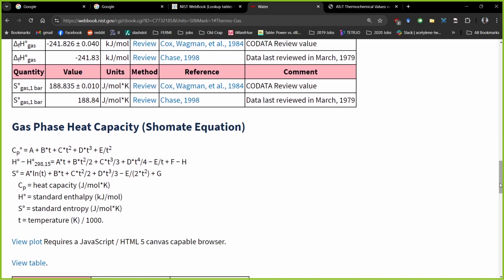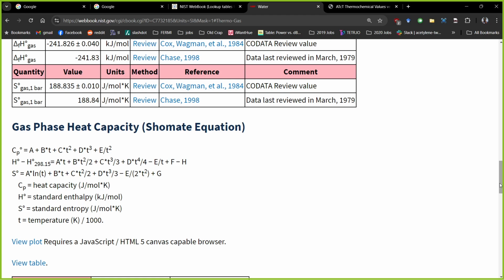One of the things you may notice is that here it lists a couple of different functions. Here's CP. Here's the difference of the standard enthalpies between temperature and the standard temperature. So this is a function that tells you the difference of the enthalpies between 298 and your temperature. And here's the standard entropy. And what do we see? Well, it looks like there's some numbers, A, B, C, D, E. But let's look. This is a constant, a linear function with temperature, a quadratic with temperature, a cubic, and then 1 over t squared, where t is temperature divided by 1,000.